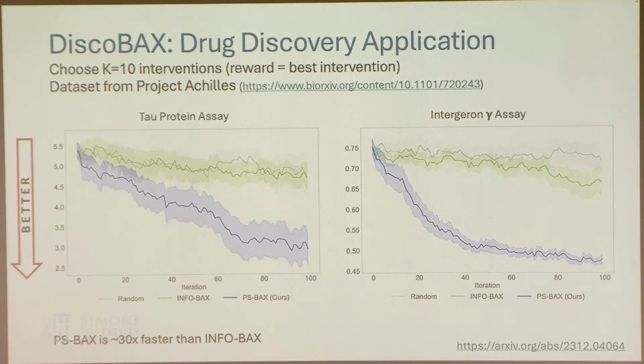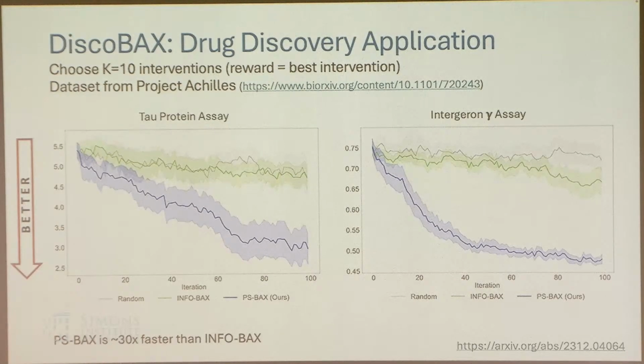We're also about 30 times faster to compute than InfoBAX. So I'm quite excited by these findings. These are very complex design tasks. They're much richer than finding a single best design. And we're starting to make progress and look at algorithms that can truly scale, at least somewhat, to these more complex settings. And so I'll close.